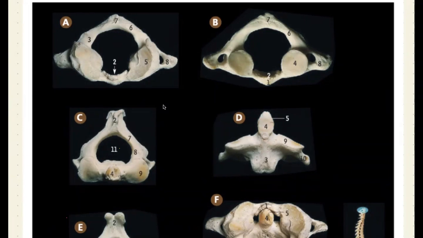Okay. What are the ligaments that attach to the atlas and axis? So there are the anterior and posterior atlantoaxial ligaments and the transverse ligament. Three ligaments: anterior atlantoaxial, posterior atlantoaxial, and transverse ligament.